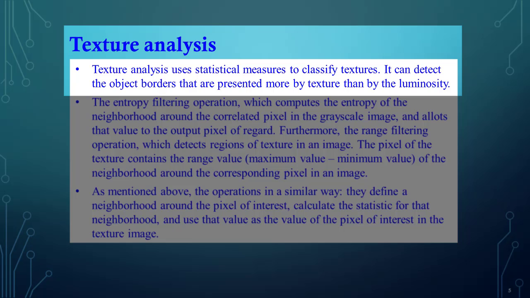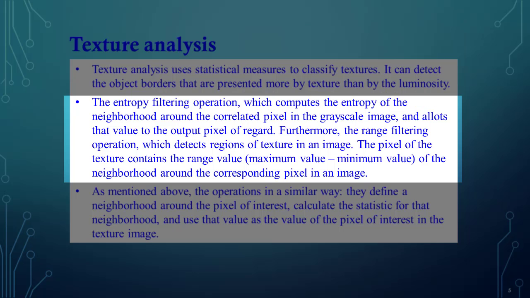Texture analysis uses statistical measures to classify textures. It can detect object borders that are presented more by texture than by luminosity. The entropy filtering operation computes the entropy of the neighborhood around the corresponding pixel in the grayscale image, and allots that value to the output pixel of regard. Furthermore, the range filtering operation detects regions of texture in an image.